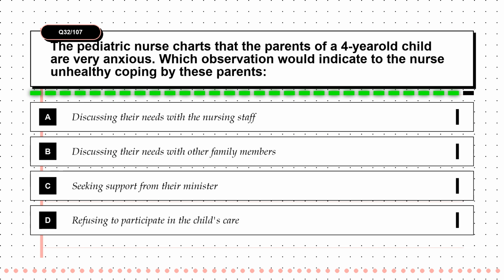Question 32. The pediatric nurse charts that the parents of a 4-year-old child are very anxious. Which observation would indicate to the nurse unhealthy coping by these parents? Here are the options. Option A, discussing their needs with the nursing staff. Option B, discussing their needs with other family members. Option C, seeking support from their minister. Option D, refusing to participate in the child's care.